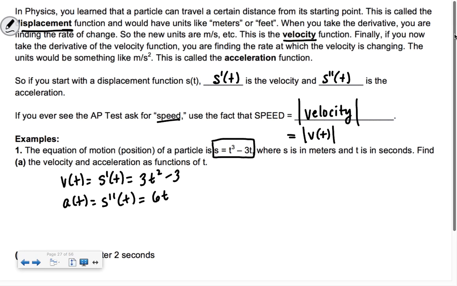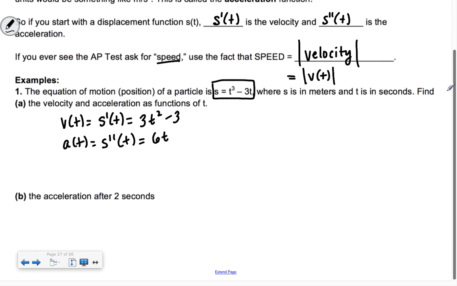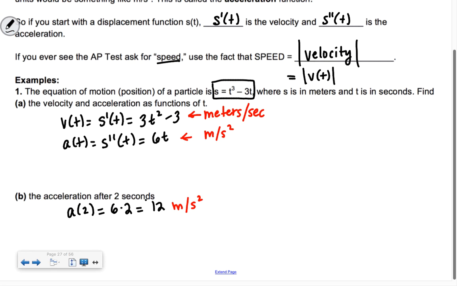So once you have those, you can ask any question about those. You could say things like, find the acceleration after 2 seconds. So you would plug in 2, and you'd get 6 times 2, which is 12. All right, be careful to write your meters per second squared, and so on. Velocity is in meters per second. Acceleration is in meters per second squared. So on the AP test, if you do not write your units, you often will not get the point for the answer.